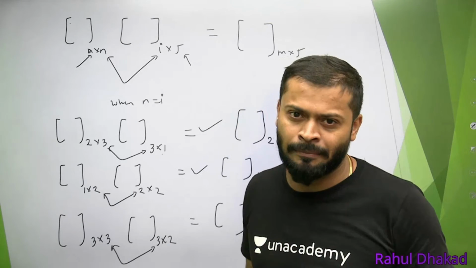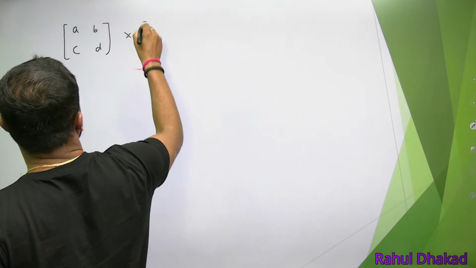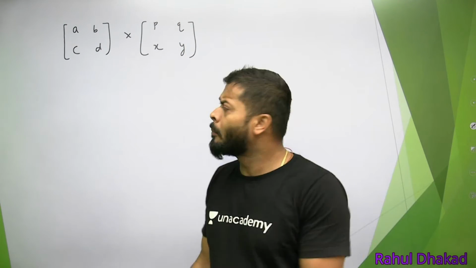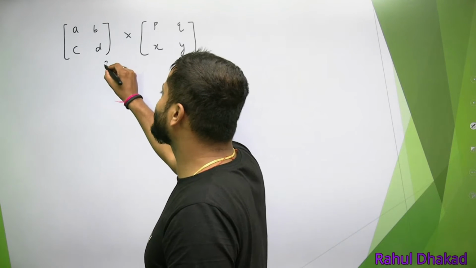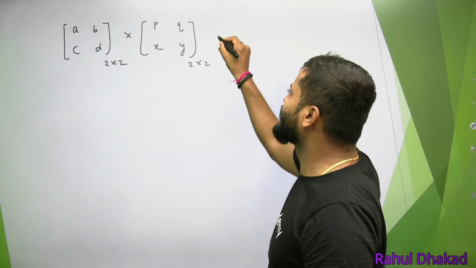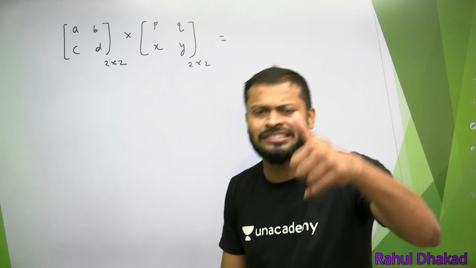Now let's take an example. Suppose we need to multiply these two matrices. And you know very well that the order of this matrix is 2 cross 2. The order of this matrix is 2 cross 2. So the resultant will also be 2 cross 2, right? Multiplication is possible? Yes, very much possible.